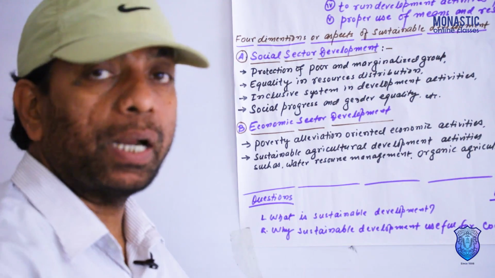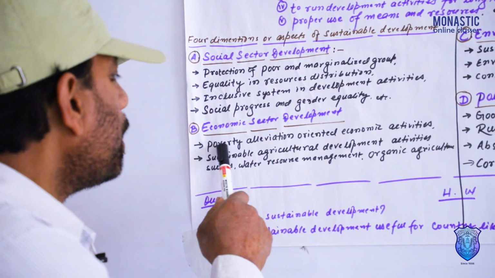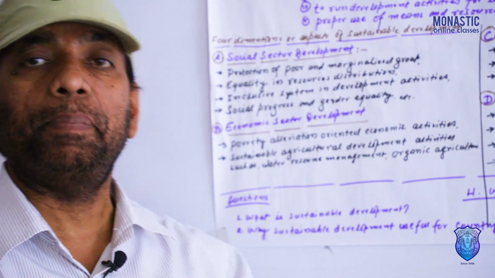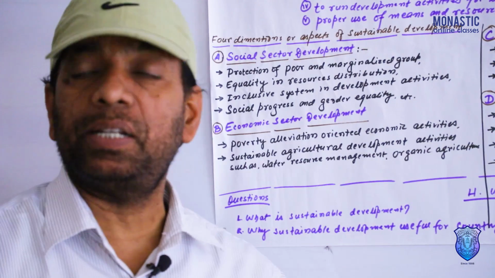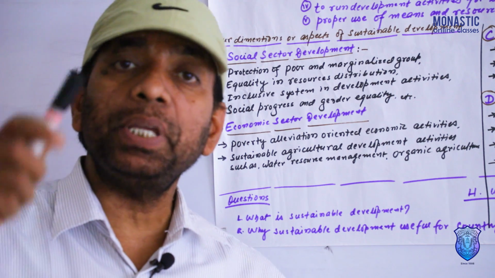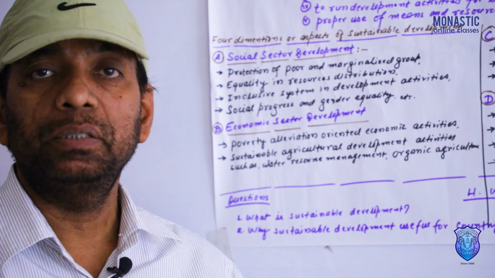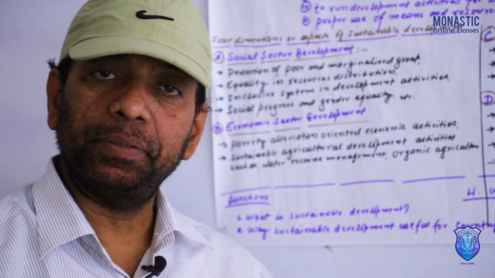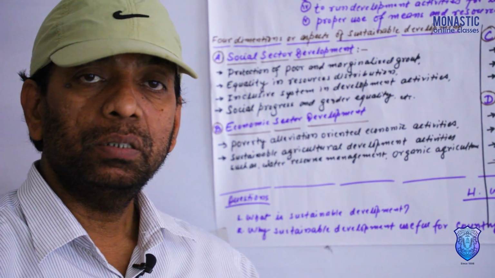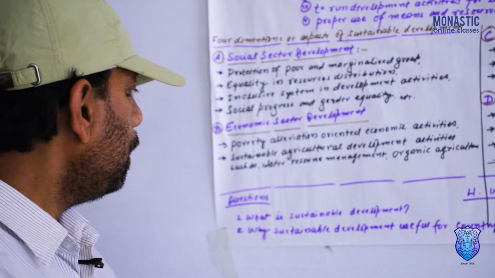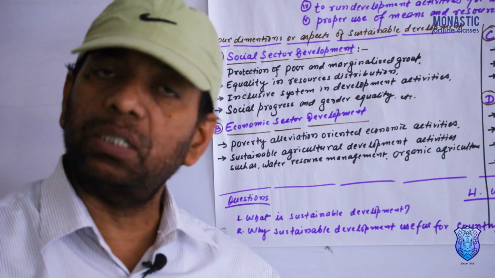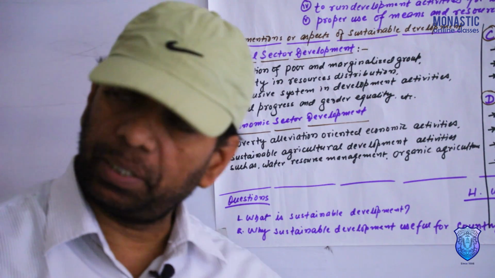Likewise, the other sector is economic sector development. Poverty alleviation oriented economic activities will be carried out by this sustainable development. How to reduce poverty, how to eliminate poverty: such kinds of economic activities will be conducted through sustainable development. Self-employment, skill development training, and various other work will be included. Likewise, sustainable agriculture development activities such as water resource management, organic agriculture system and so on will be conducted.